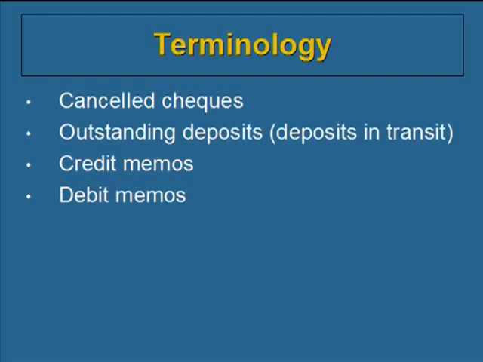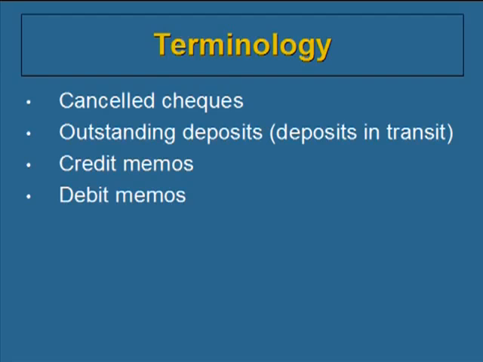The first term is canceled checks. Canceled checks are checks that a bank has deducted from a company's bank account. Outstanding deposits, or deposits in transit, are deposits that are unrecorded by the bank. Outstanding checks are checks that were written by the company but not deducted from the company's bank account.